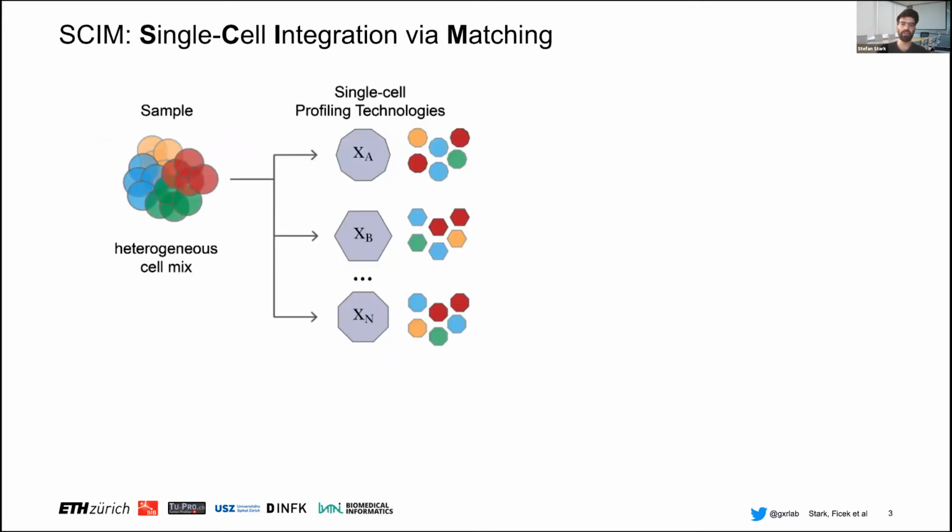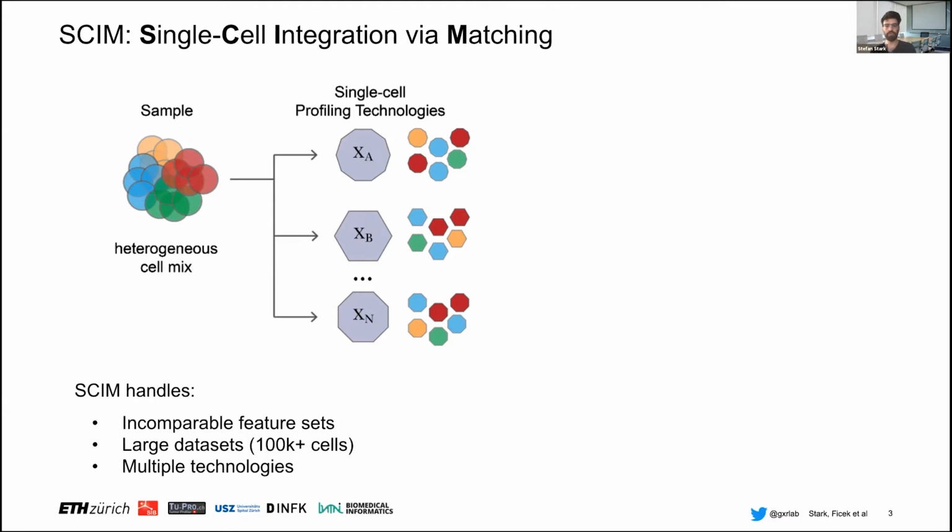So to integrate these data sets, we introduced the SCIM framework. SCIM stands for single cell integration via matching. It assumes that a sample is distributed uniformly to two or more technologies, and that these technologies consume their inputs. These technologies make datasets that can be represented as a cell by feature matrix, and we integrate these datasets by identifying cell pairs across the technologies.